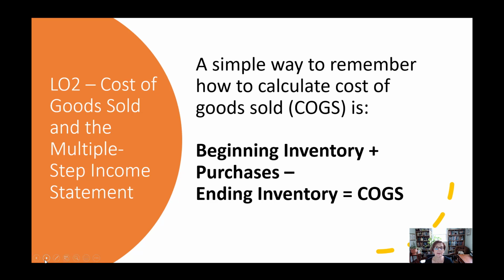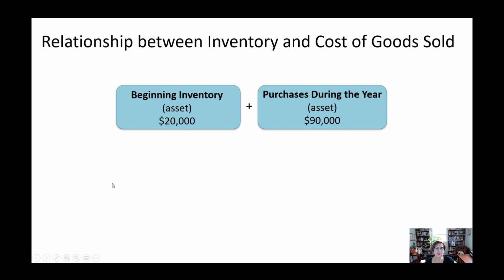So the simplest way to remember how to calculate cost of goods sold is beginning inventory plus your purchases, which really is like your net purchases, minus your ending inventory equals cost of goods sold. I literally remember being a student walking around saying to myself, beginning inventory plus purchases minus ending inventory equals cost of goods sold. And eventually I remembered it. All right, so let's see what that looks like.